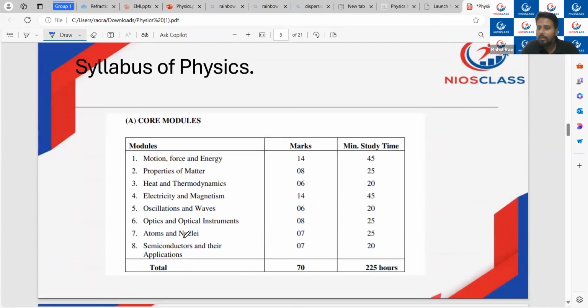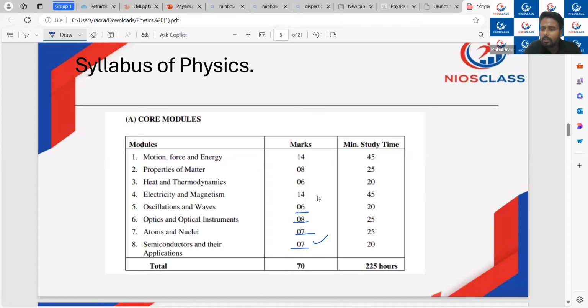So what is the syllabus of physics? These are the chapters: motion, force and energy, 14 marks. Properties of matter, 8 marks. Heat and thermodynamics, 6 marks. Electricity and magnetism, 14 marks. Oscillation and waves, 6 marks. Optics and optical instruments, 8 marks. Atom and nuclei, 7 marks. Semiconductor and application, 7 marks. So these are the syllabus.